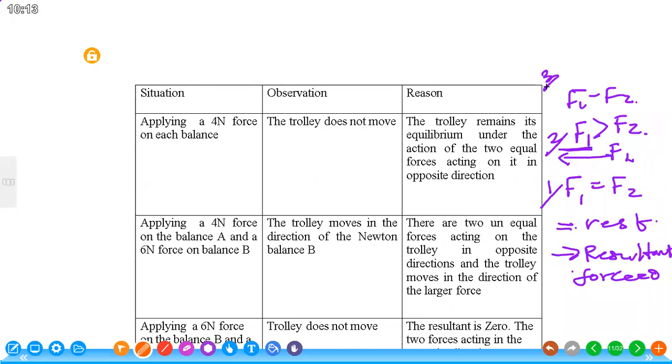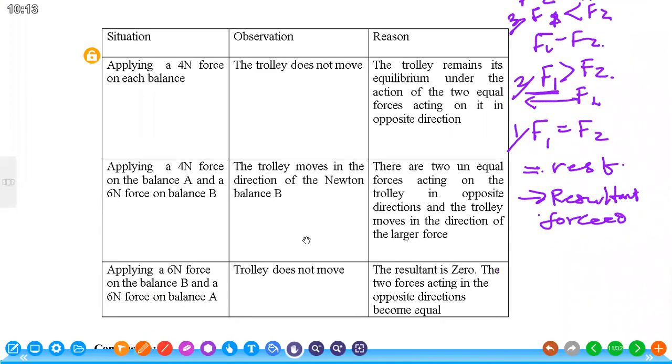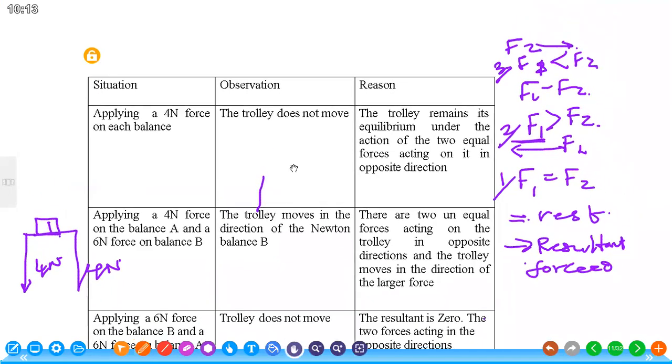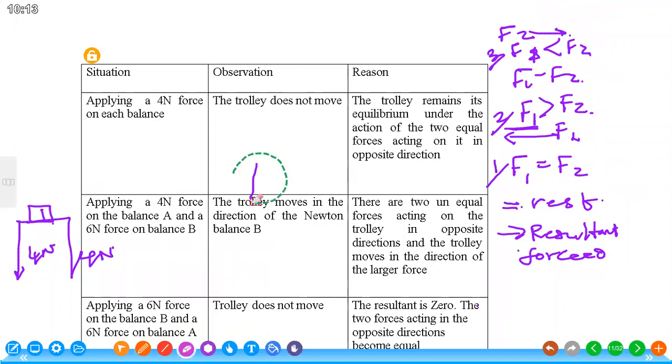And the third condition: F1 is less than F2, so the object moves in the F2 direction. Okay, students? You should apply these three conditions here. In situation A, the first situation, we apply a 4 Newton force on each balance, balance A and balance B. So what is the observation you got for the trolley? The trolley does not move. This is the observation you got in this activity.